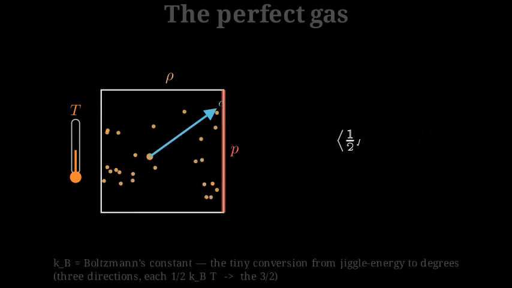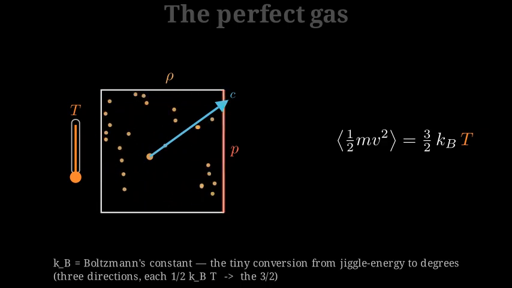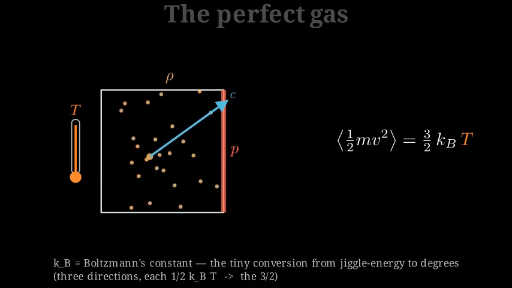Second fact, the heart of it. Temperature just is the average kinetic energy of one molecule. Each direction carries 1/2 kBT, so the average of 1/2 mv squared is 3/2 kBT. kB, Boltzmann's constant, is the tiny number turning jiggle energy into degrees. And watch, hotter means faster.